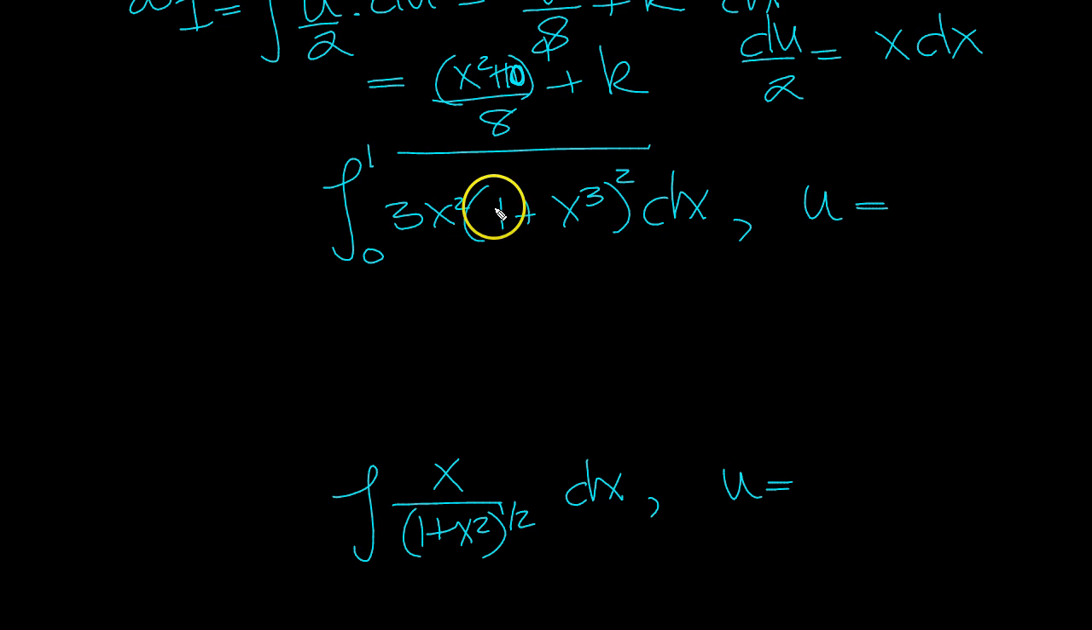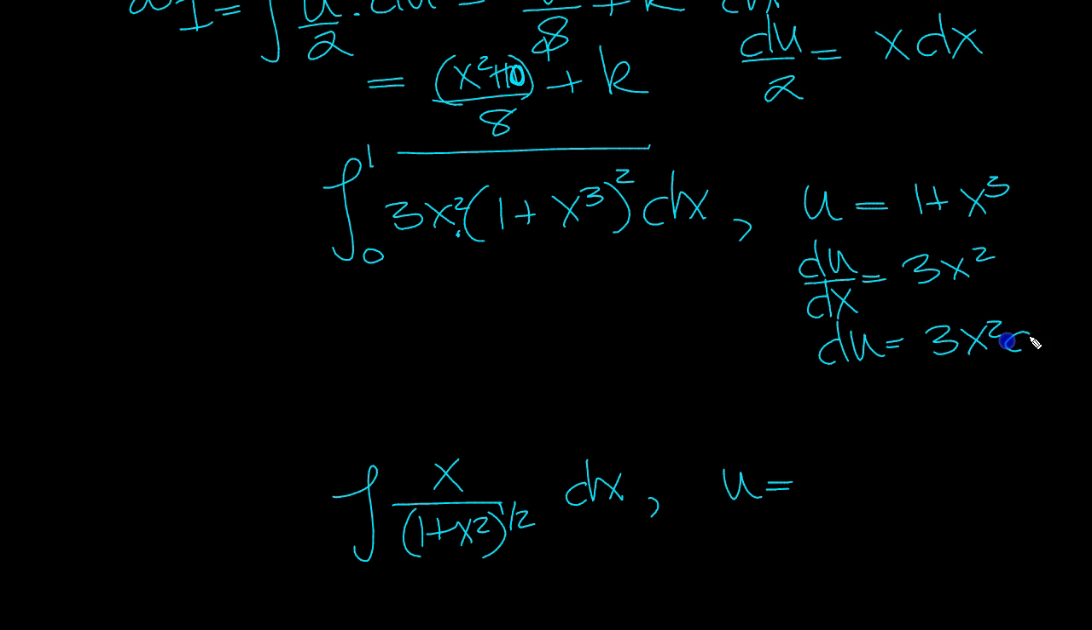Next one. Here's the something, and here's the product, and the something differentiates to this 3x squared. So we try u equals 1 plus x cubed. du dx is equal to 3x squared. So du is equal to the 3x squared dx, isn't it? Which we can replace.